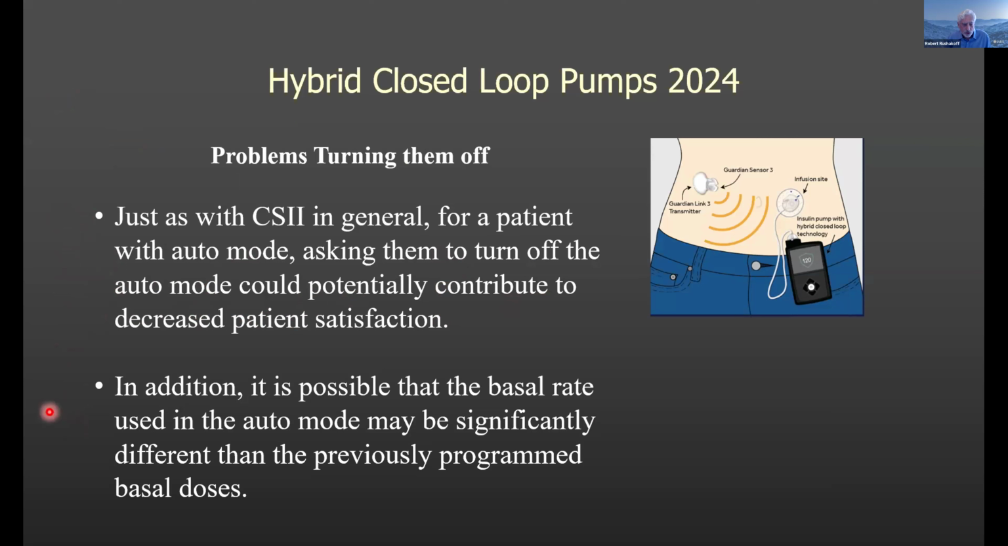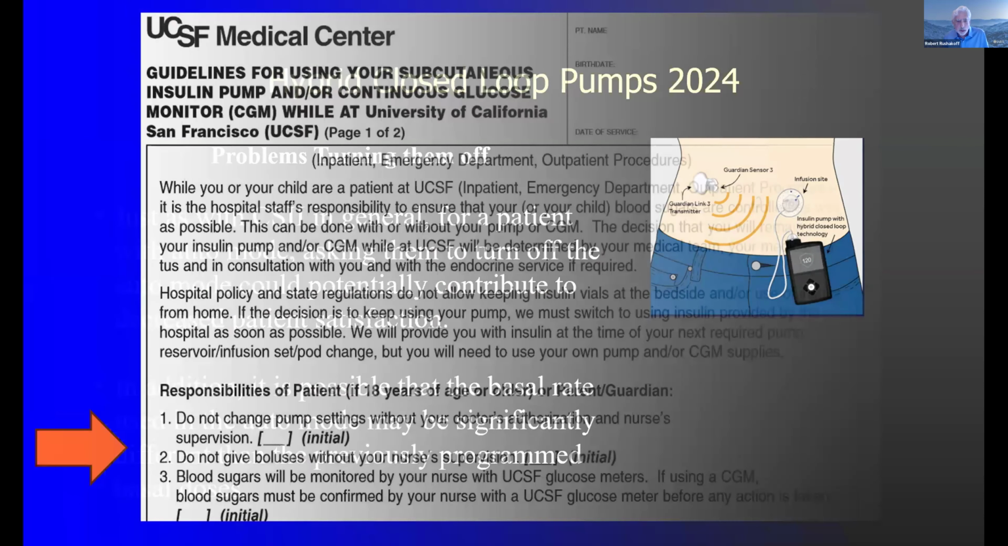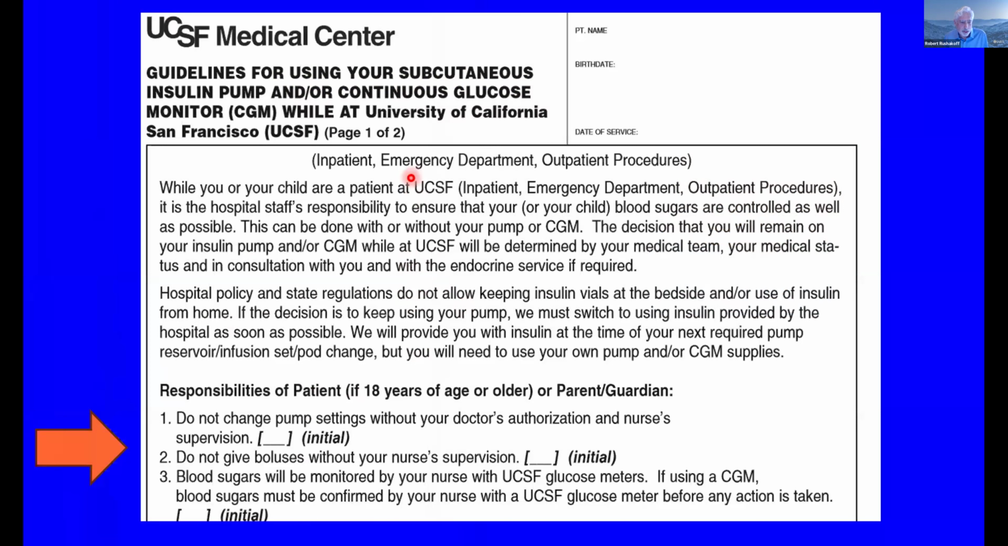And because you don't even know what the basal rate is, if you put them into their original basal rate, that could be completely different from what the patient's getting, and the patient could go really out of control. So we don't do that. We have our patients always sign a waiver so that they know what they're getting into and what they're responsible for and what we're responsible for. They can't give a bolus without supervision, and so forth.